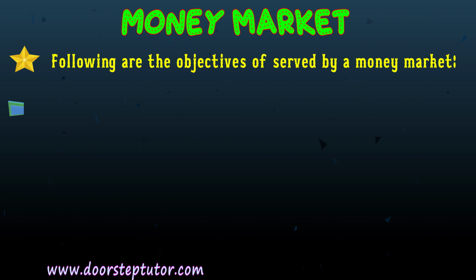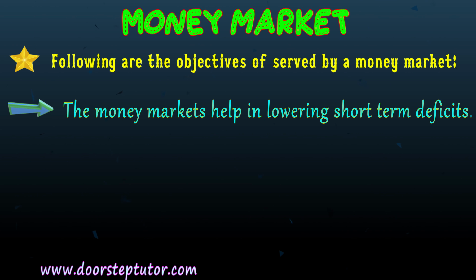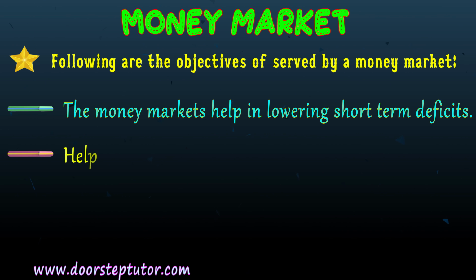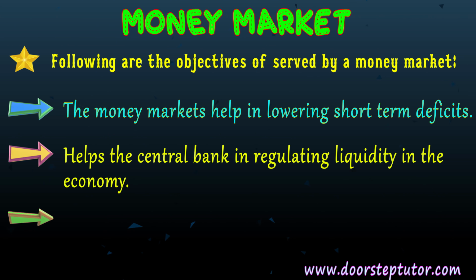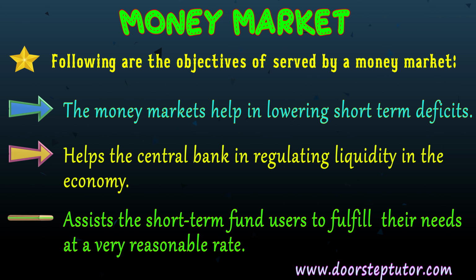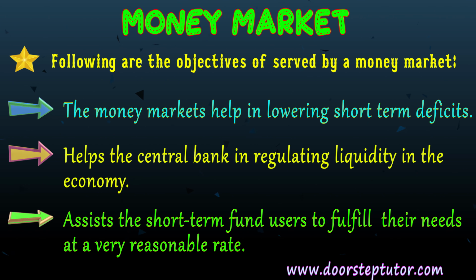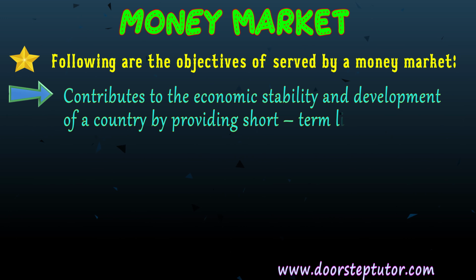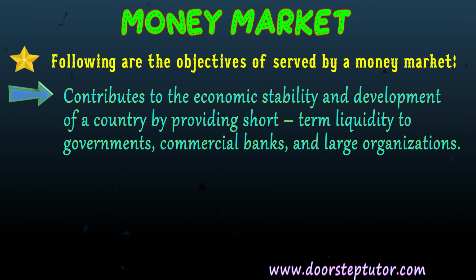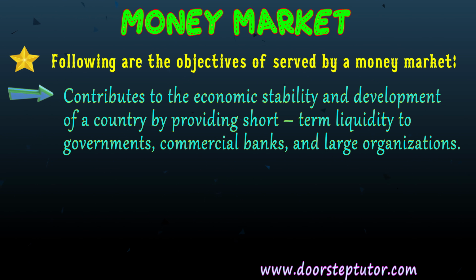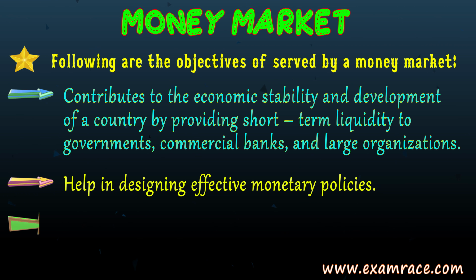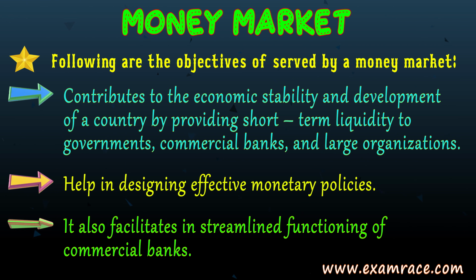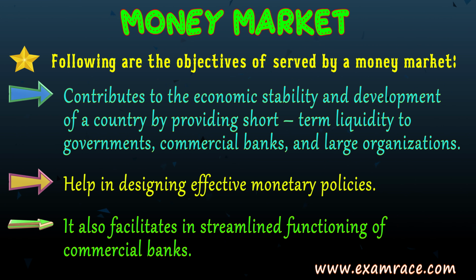And if we talk about objectives of money market, then money markets help in lowering short-term deficits. It also helps the central bank in regulating the liquidity in the economy, helps short-term fund users fulfill their needs at a very reasonable rate, and contributes to the economic stability and development of a country by providing short-term liquidity to government, commercial banks, and large organizations. It helps in designing effective monetary policies. It also facilitates streamlined functioning of commercial banks.